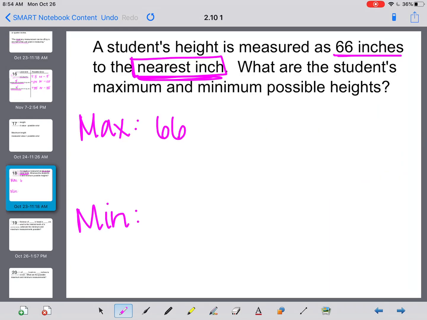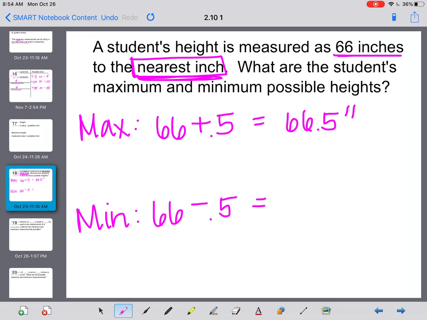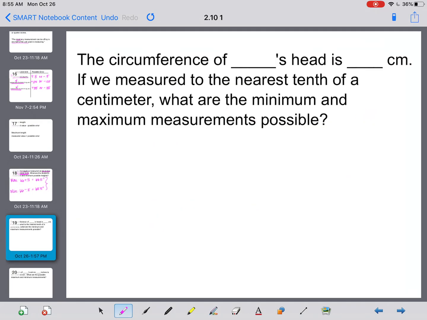If I'm going to the nearest whole unit, that means I get to add a half or subtract a half. So I'm going to take the 66 that they measured and add a half to get the maximum amount I'm allowed, which would be 66.5 inches. And for minimum, I take that 66 that we measured and subtract off a half an inch, and I get 65.5 inches. So this is all I'm allowed, otherwise it's not accurate enough.